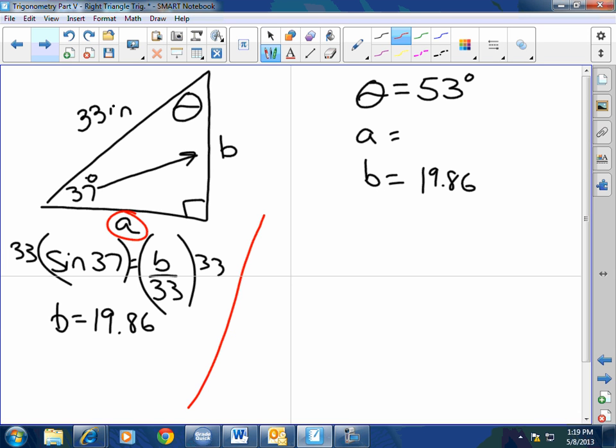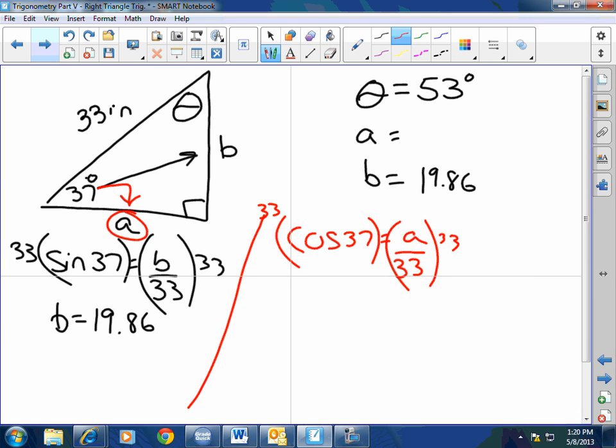What is A side in relation to angle 37? Adjacent. So which trigonometric function do I use? Cosine of 37 degrees equals adjacent over hypotenuse. Multiply 33 to both sides. So I'm going to get cosine of 37 times 33. What is it, my brothers? That's exactly what I got, 26.35. Awesome.